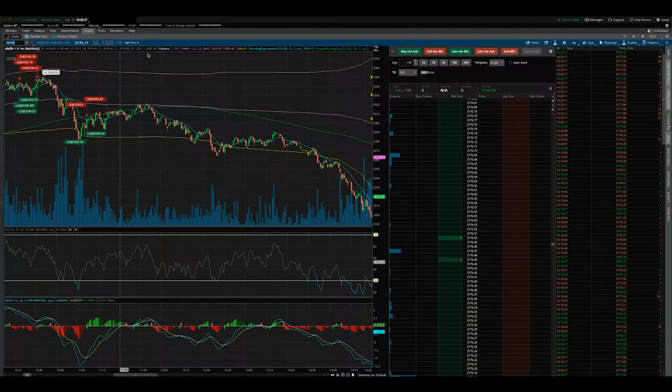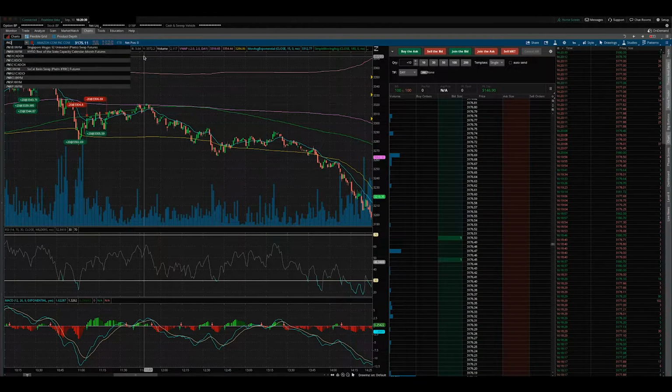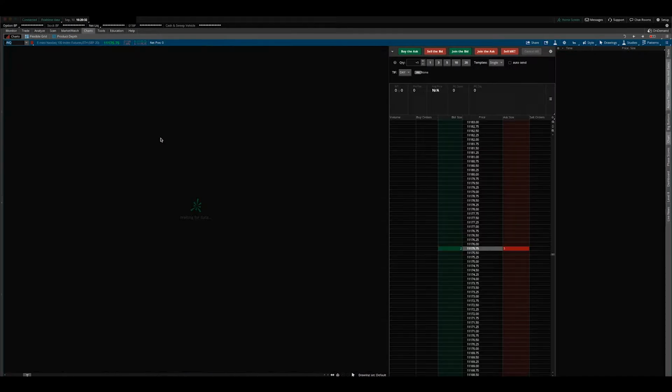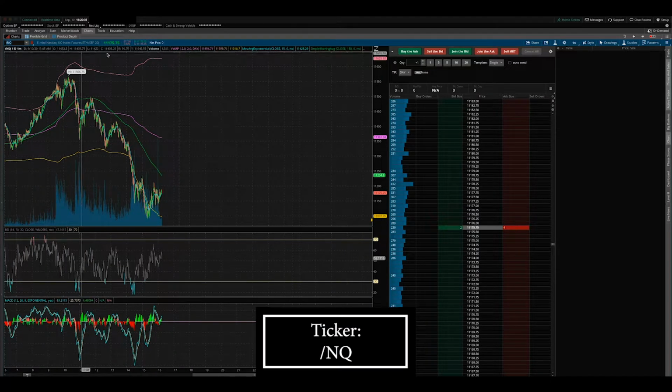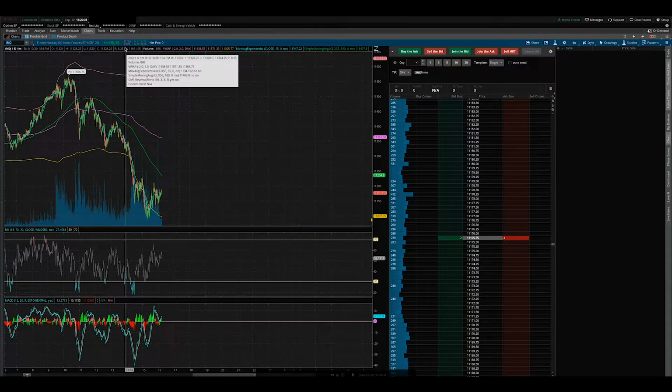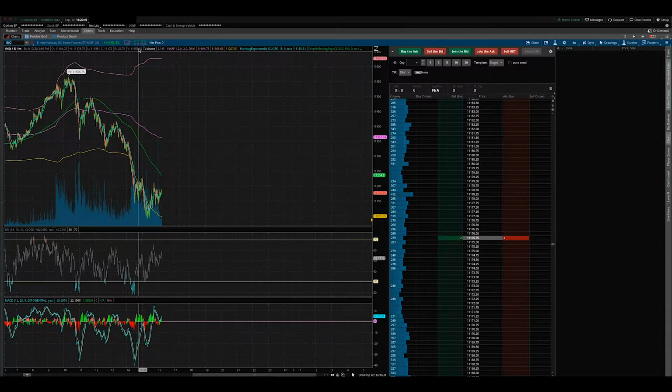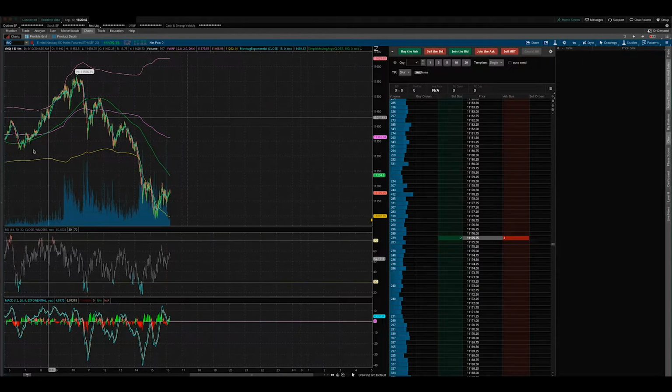And I just want to pull up /NQ here so you can actually see the futures market. Right here, you can see that we are down negative 1.9%, or 217 points. We were actually rallying in the morning, and then it just got rejected. It just went all the way down.